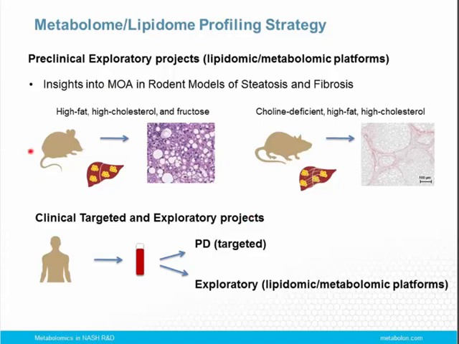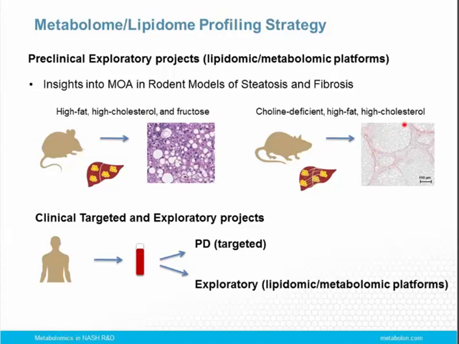And so today I'm going to tell you about our experiments using acetyl-CoA carboxylase inhibitors in this high-fat mouse model. But we're also, as I mentioned, using the choline-deficient high-fat cholesterol model. And both of these are interesting because in the steatosis model, we see reductions in steatosis. But in the choline-deficient high-fat, high-cholesterol model, we don't see reductions in steatosis, but we do see reductions in fibrosis.